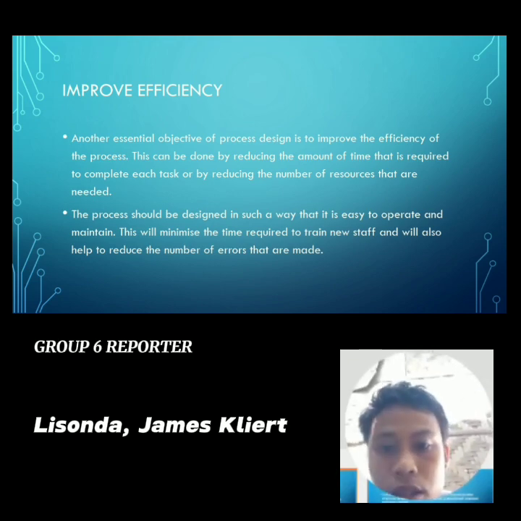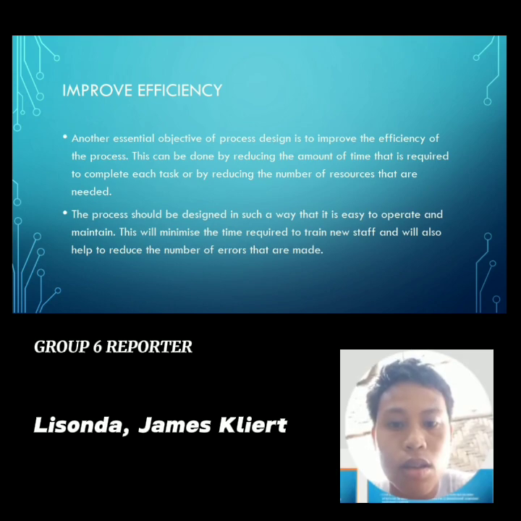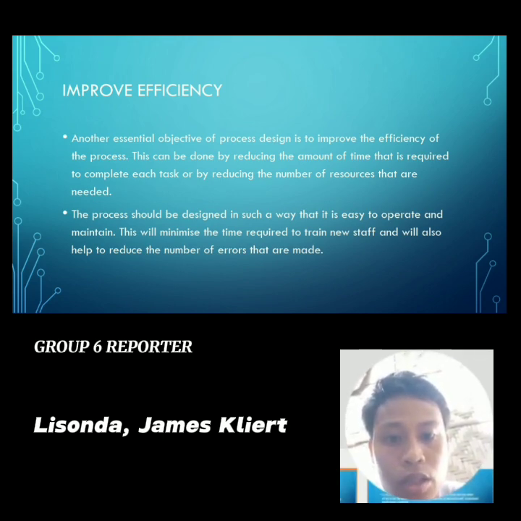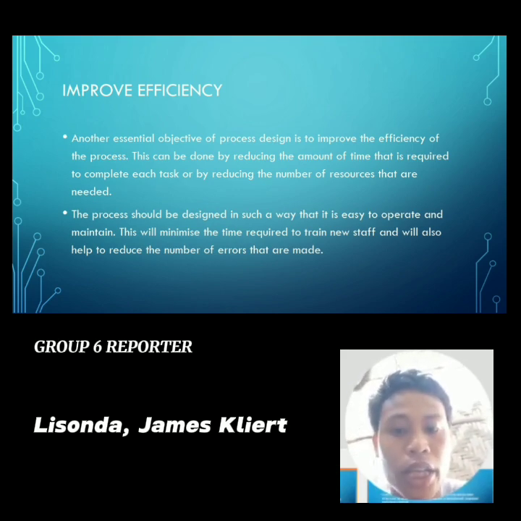First, another essential objective of process design is to improve the efficiency of the process. This can be done by reducing the amount of time that is required to complete each task or by reducing the number of resources that are needed.